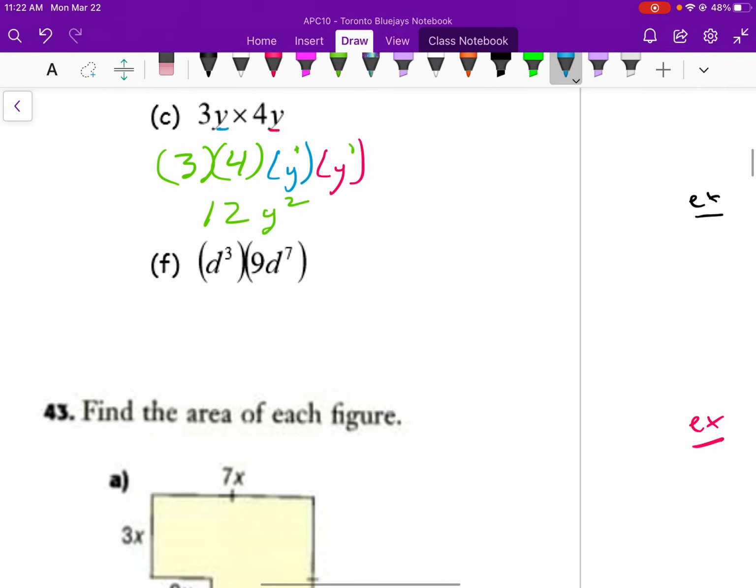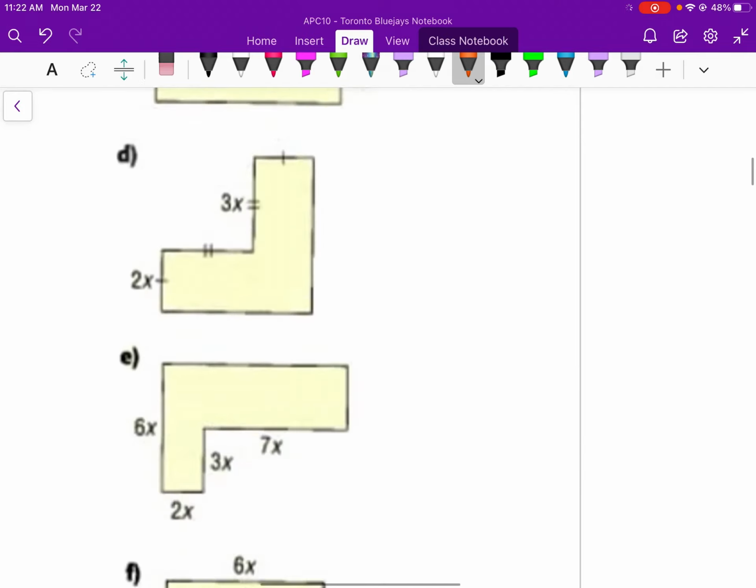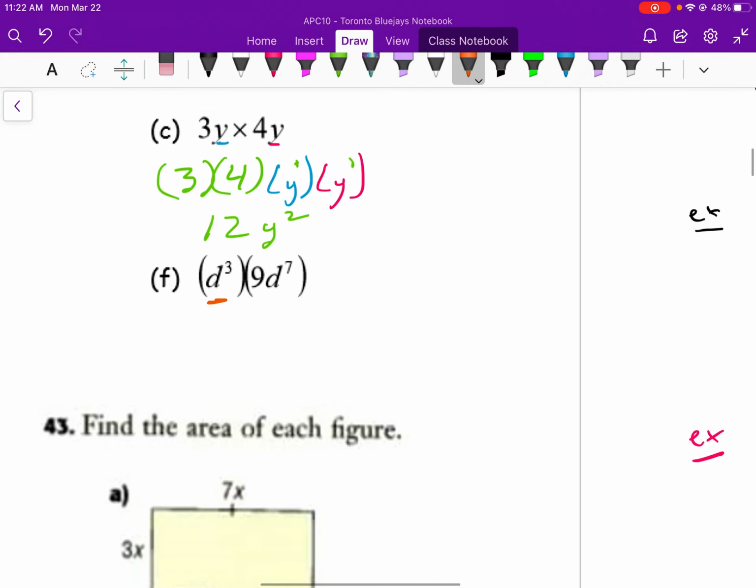F. So what we have here is something interesting. We have d to the power of 3. What is naturally implied in front of that d to the power of 3 is a 1. So I'm just going to reorganize this. I'm going to put all my coefficients. Now, some people would say, well, d to the power of 3 has no coefficient, but it actually does. It's 1. And that's going to be an important aspect.